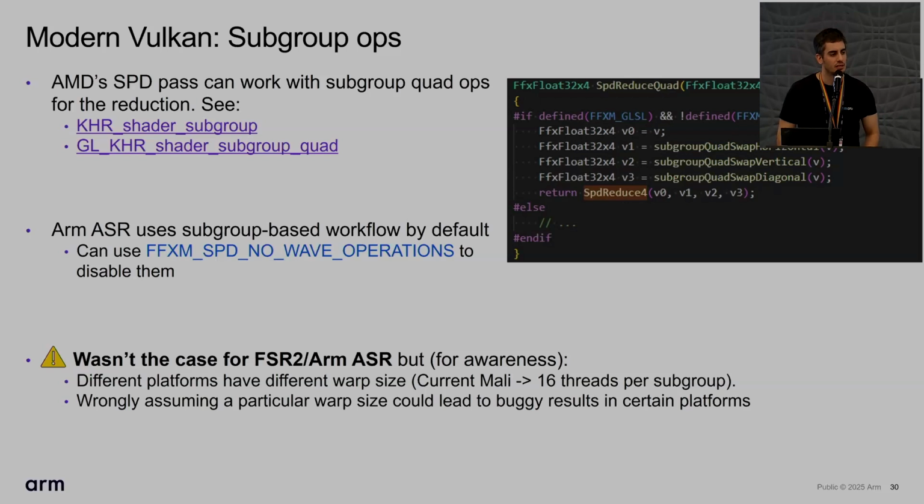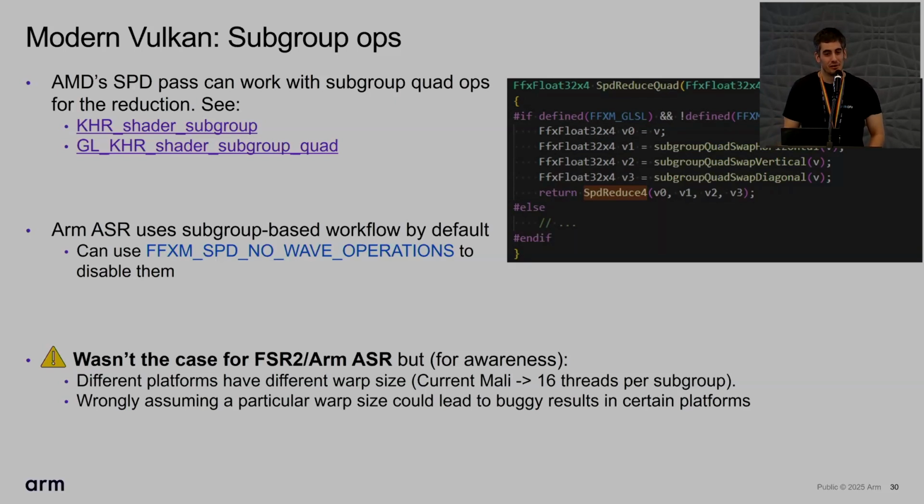I think the common problem here is that developers seem to generalize the fact that most platforms will have at least 32 threads per subgroup. In Mali, nowadays, this is not the case. We have 16 threads per subgroup. So if you make that assumption, chances are your algorithm will break and you will start getting visual artifacts, and probably you won't have an idea of why your code is breaking and why it is not working.